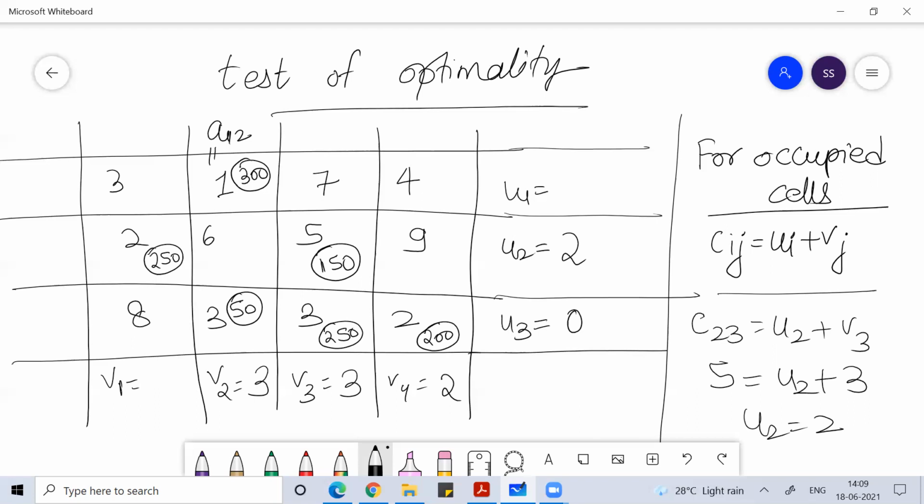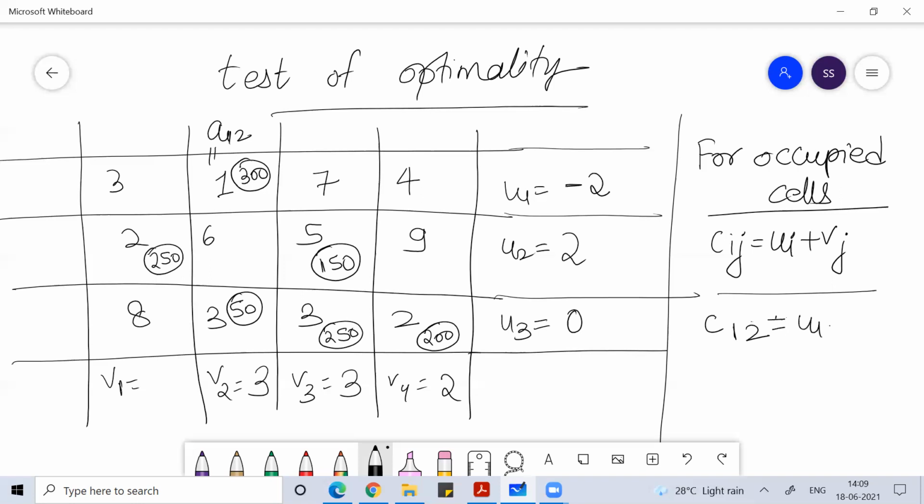Similarly, I can find the U1 value. U1 value will be minus 2. How do you get it? You can do it very easily, guys. Use the same formula. So C12, first row, second column, is U1 plus V2. C12 is 1, the cost element is 1. U1 you don't know, and V2 you got is plus 3. So U1 will be equal to 1 minus 3. So you can understand this.